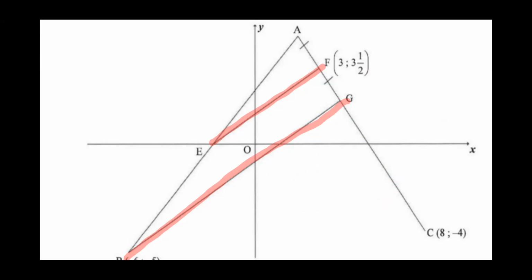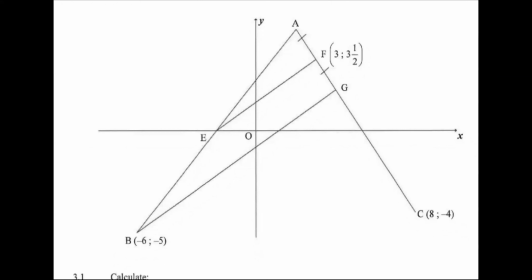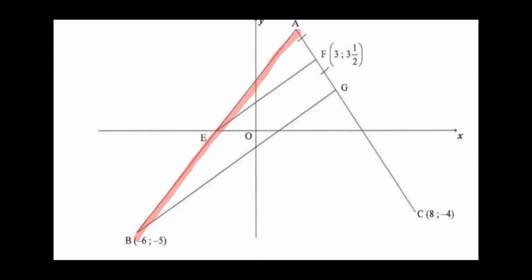Okay, but here's the thing: how do I work out the coordinates of E? Michaela, how would you work out the coordinates of E? So I would take the equation of line AC and make y 0 since it's the x-intercept. That's correct. But we don't have the equation of line AC, or AB, pardon me. So let's work out the equation of line AB first.